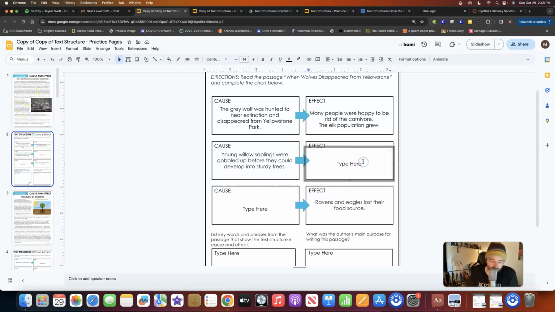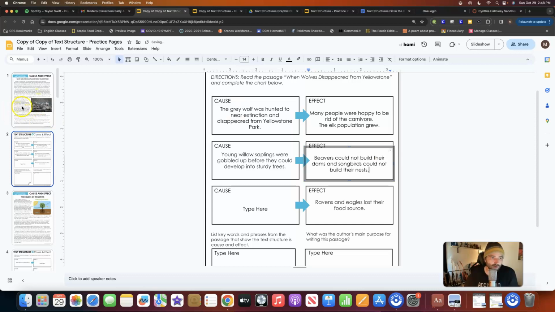So the effect here is beavers could not build their dams, and songbirds could not build their nests. Oh my gosh, what am I typing? Okay, that's because the mic's in the way of my hands.